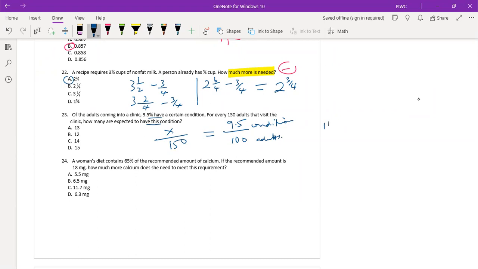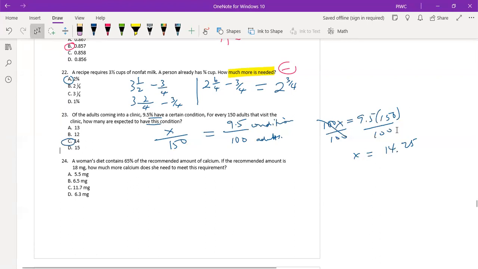So we'll have 100X is equal to 9.5 times, no, times 150. 150. And divide by 100. So your X will be equal to 14.25. But since we can't have 0.25 of a person, it means that you have 14 people. Okay.